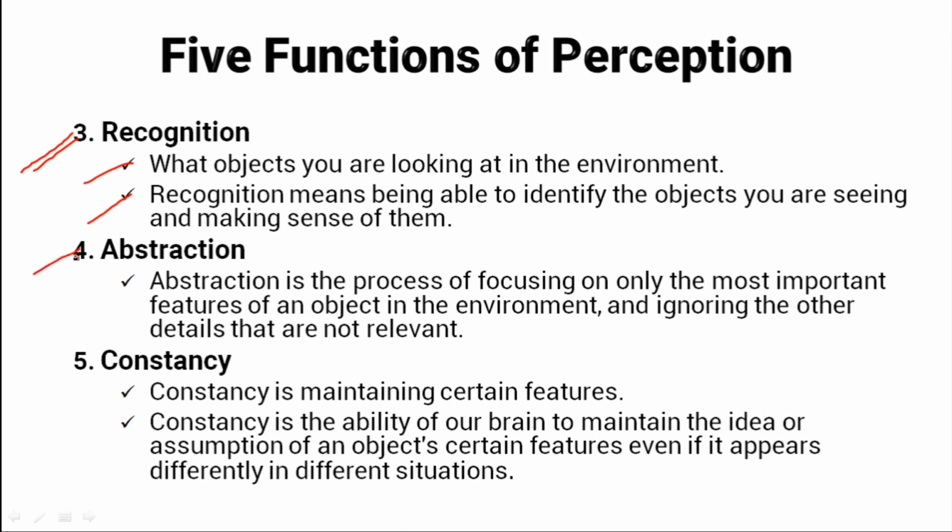And the fourth one in perception is abstraction. So what is abstraction? Abstraction is the process of focusing on only the most important features of an object in the environment and ignoring the other details that are not relevant. For example, if you see a dog in the park, you will focus on its features such as its tail, its ear and its general shape rather than noticing the specific color of its eyes or the pattern on its nose. This is because these specific details are not as important for you to recognize the dog as a dog.